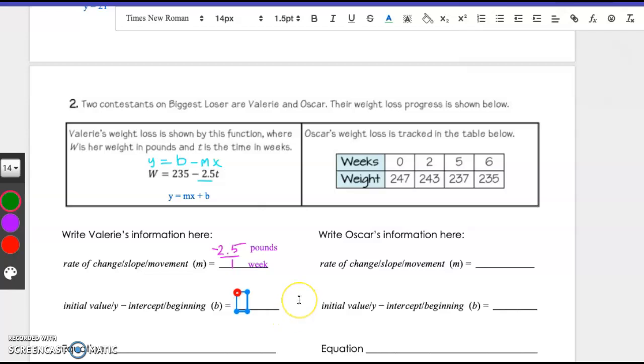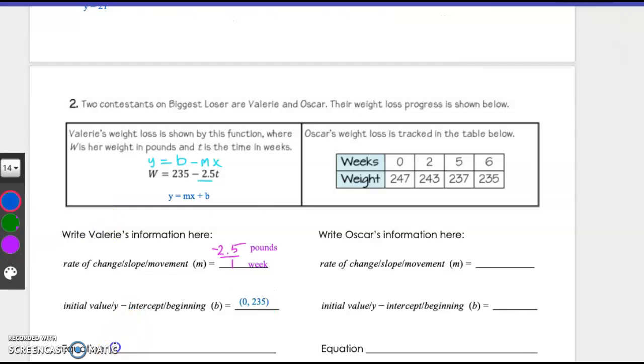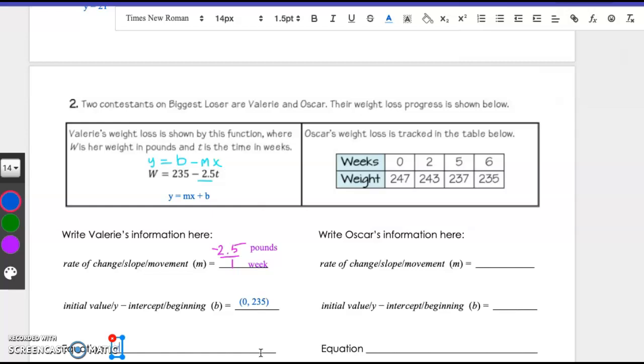And as I said earlier, I like to write it as an ordered pair each time, because then I know that my initial value has 2 parts to it. It's the idea that in 0 weeks, the very beginning, she weighed 235 pounds. They already gave us an equation, but I'm going to rewrite it in y equals mx plus b form. So I'm going to write y equals negative 2.5x plus 235. Helpful for our brains moving forward.